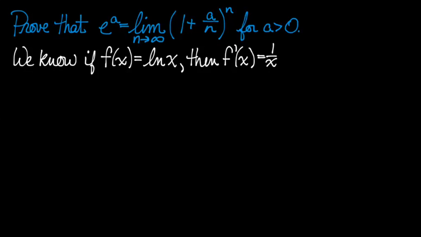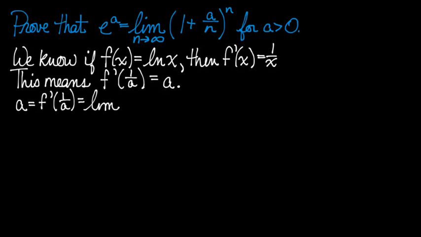So I'm starting with this piece of knowledge, that if f of x is equal to ln x, then the derivative of ln x is equal to 1 over x. And what this means is, when I plug in 1 over a into the derivative formula, I get just a. That's one of those mysterious things. But here's how I'm going to use that.